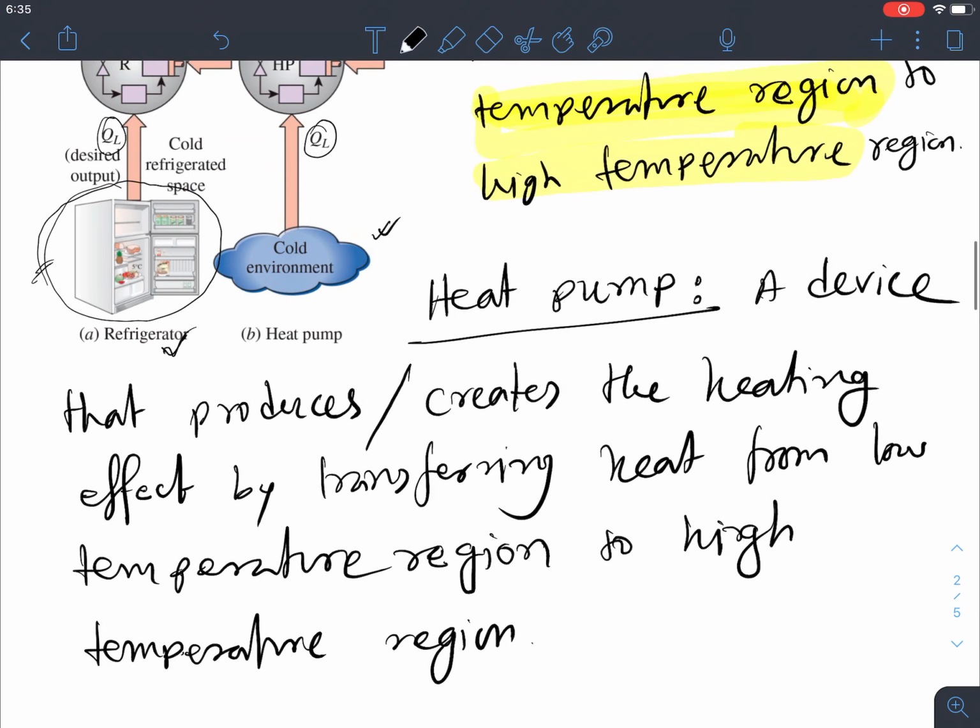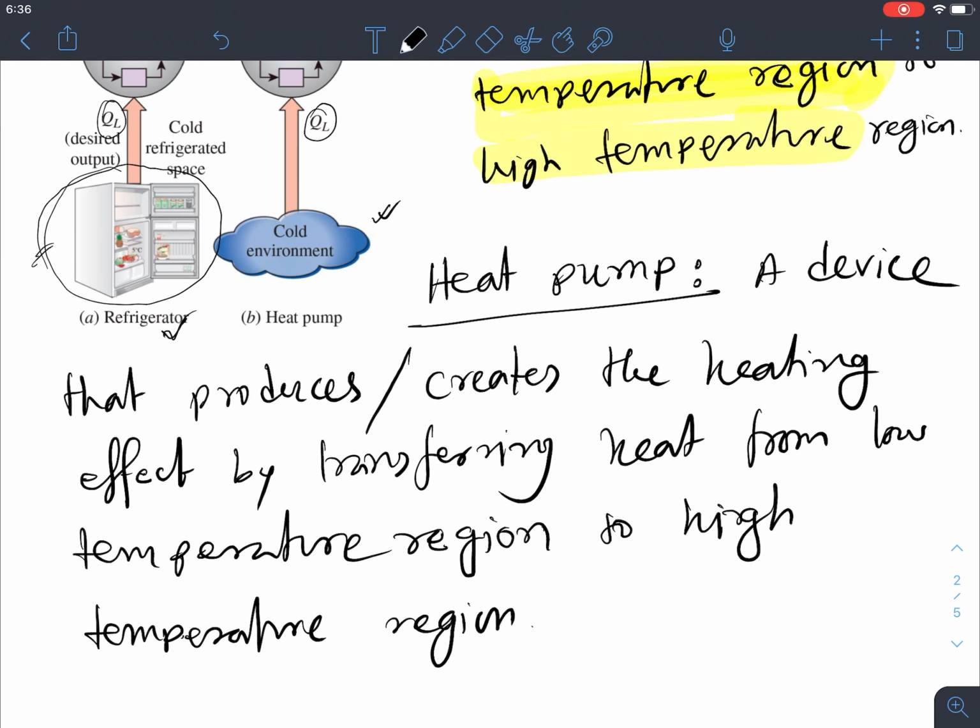Okay, so they're the same. The only difference between the refrigerator and heat pump is the heating effect and the cooling effect, right? So it is also a device that produces the heating effect by operating between two reservoirs, a low temperature reservoir and a high temperature reservoir, or low temperature region and high temperature region. So that's the definition of the refrigerator and heat pump.